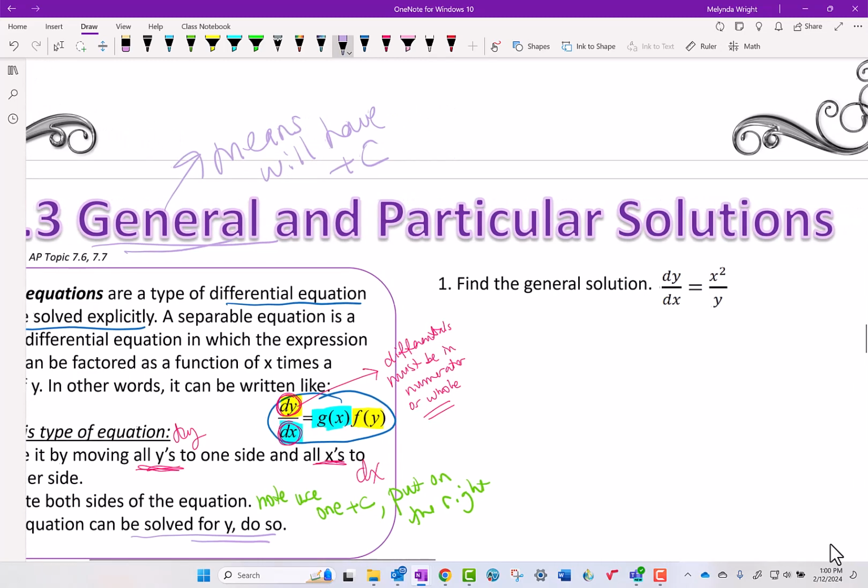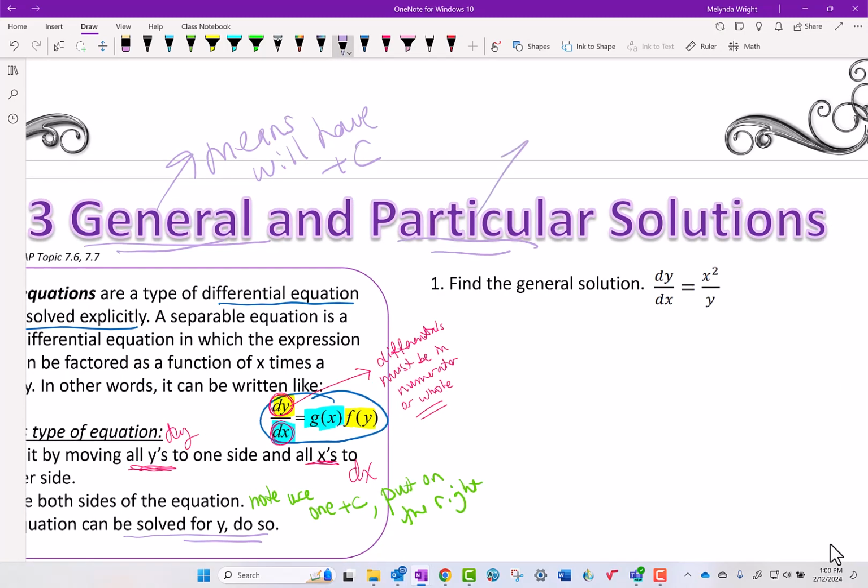What is a particular solution? Okay, a particular solution means that we solve for c. We actually figure out what c is, what exact number it is. That's all. A general solution means we're going to have a c in it, and a particular solution means we're going to find out what c is. Otherwise, the process is exactly the same. Okay, are we okay on that vocabulary? General solution versus particular solution? Okay.